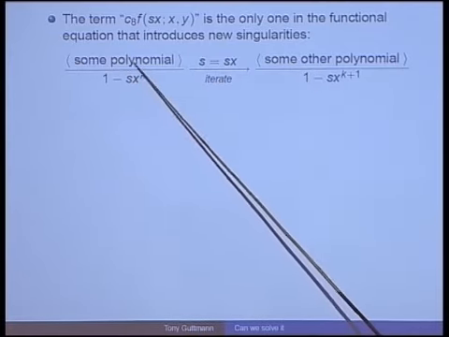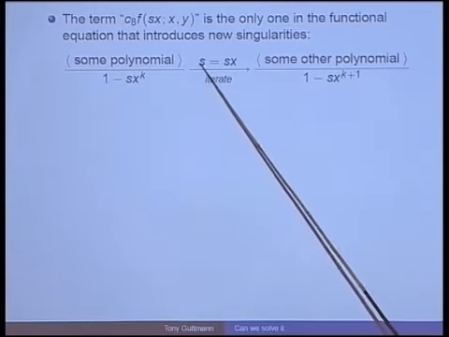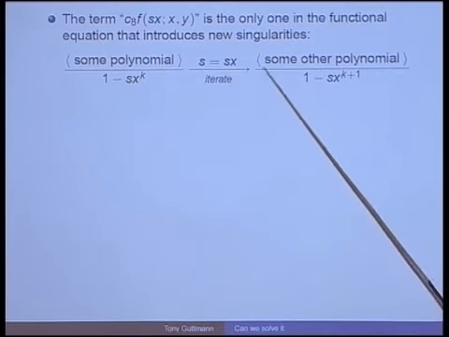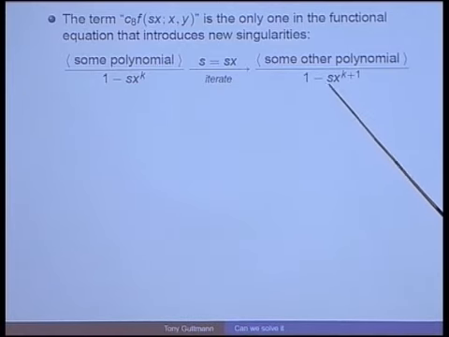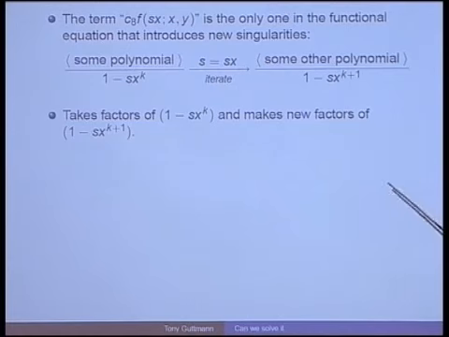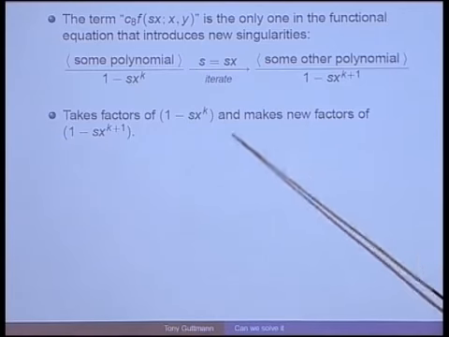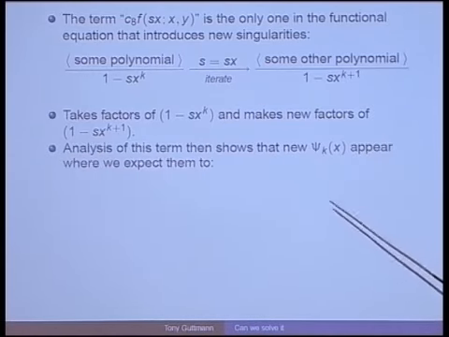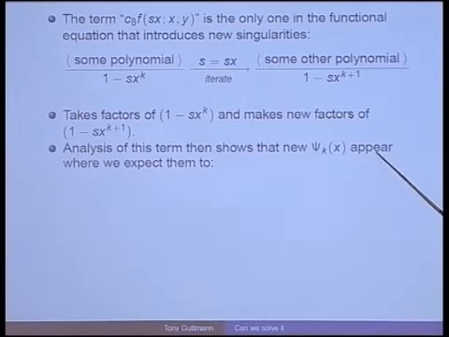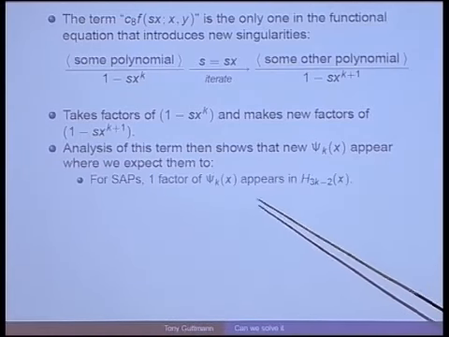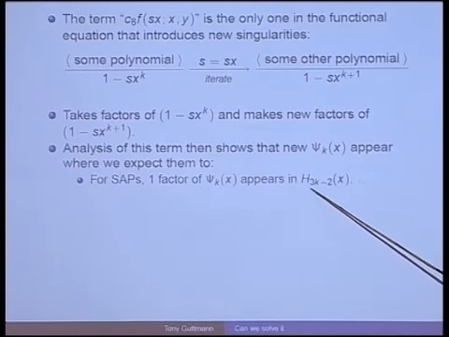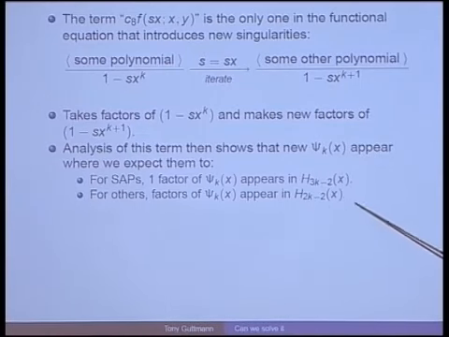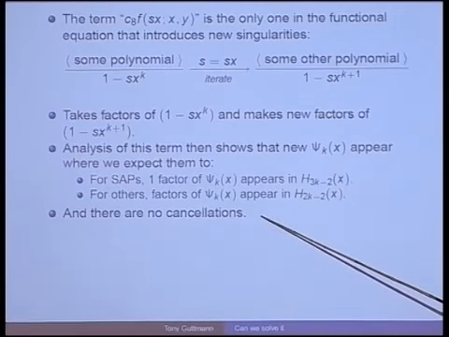So what we've got is if we've got some polynomial over (1 minus sx) to the k, and we make the substitution s goes to sx and we iterate, we'll get some other polynomial over (1 minus sx) to the k plus 1. And when we set s equals 1, you can see you've got a higher order cyclotomic polynomial. So it's only that factor in the functional equation that does horrible things to you. It takes factors of (1 minus sx) to the k and makes new factors of (1 minus sx) to the k plus 1. And analysis of this term then shows us that the new psi kx appear where we expect them to. That is to say, for self-avoiding polygons, a factor of psi kx appears at h3k minus 2 of x, and for animals it appears at h2k minus 2 of x. And you can also prove that there are no cancellations.